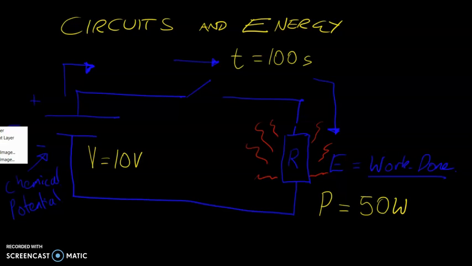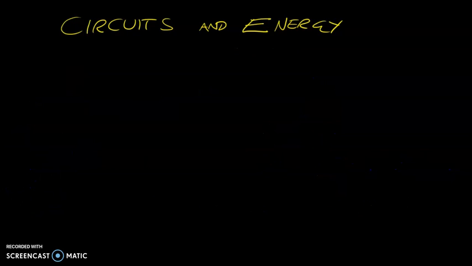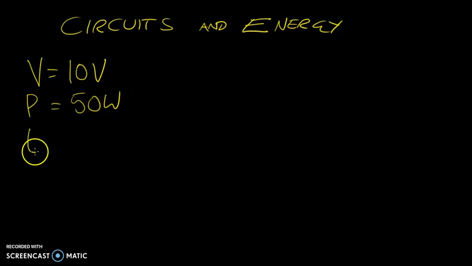So let's just turn this off for a moment and look at these values. I'm just going to write those out again. V equals 10 volts, P equals 50 watts, T equals 100 seconds. So what can we do with that? What can we find out? Well, what don't we know?